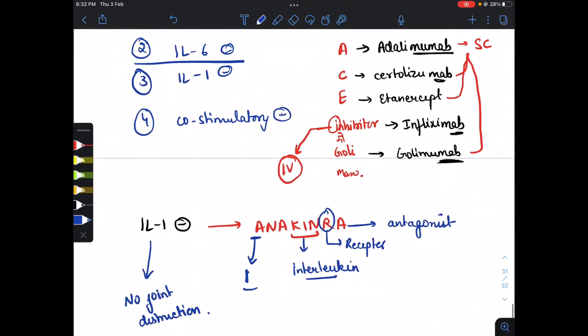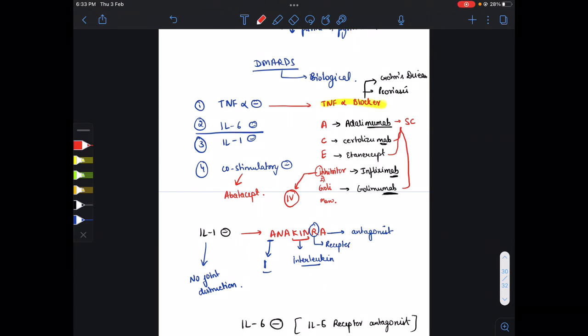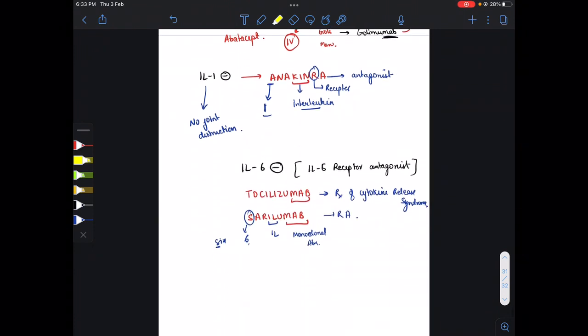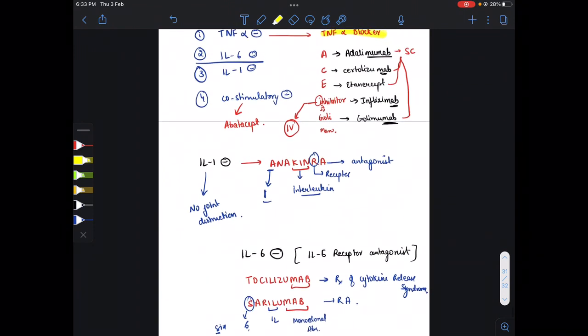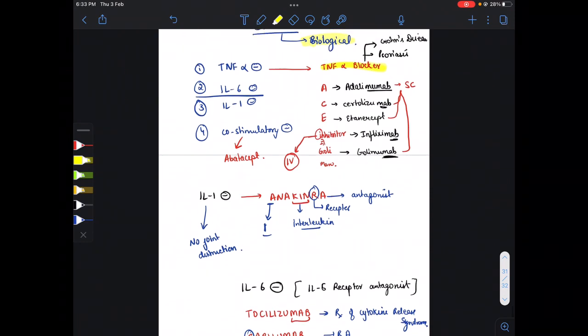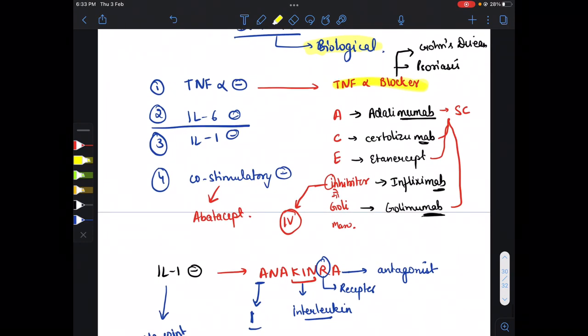Now the last one, that is the co-stimulatory inhibitor. In this we have only one drug, that is abatacept. So these were the biological DMARDs: TNF alpha inhibitor, interleukin 6, interleukin 1, and co-stimulatory inhibitor. Interleukin 1: anakinra, where kin stands for interleukin and A stands for 1 receptor antagonist. For interleukin 6 receptor antagonist we have tocilizumab and sarilumab. For co-stimulatory inhibitor we have abatacept, and for the TNF alpha blockers we have ACE inhibitor ko goli maro.